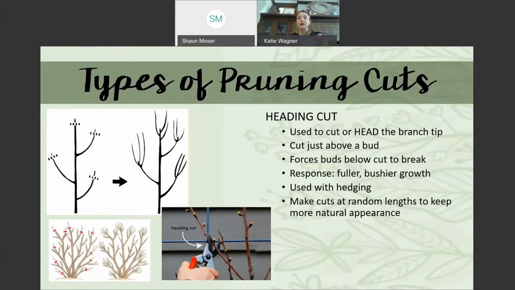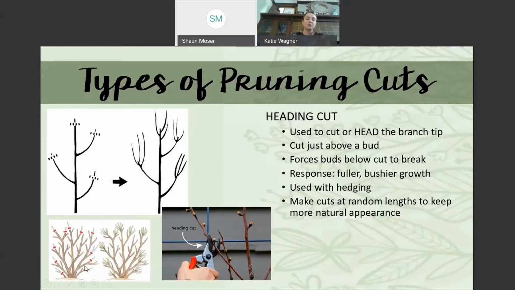So what happens when we do this heading cut is we force buds to break dormancy just below where we made that cut. Not that it's all that important, but maybe it's interesting. The reason why that's happening is because of hormones inside the plant, okay? But we get that growth just below where we made that cut, and the response is we get fuller and, excuse me, bushier growth. And this is used with hedging.